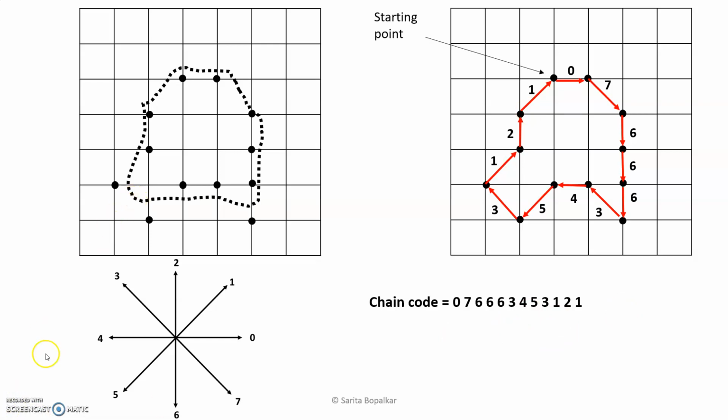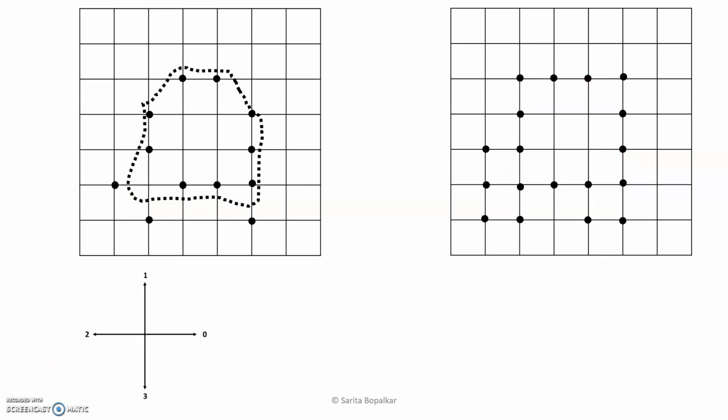For the same boundary, we can obtain the chain code by 4 connectivity also. Only here, only 4 directions are there. Your number will range between 0, 1, 2, 3 only. Now here, instead of diagonal, we need more grid points because we have only 4 directions. Diagonal direction we cannot consider. So we have to increase the grid points where there is a diagonal move.